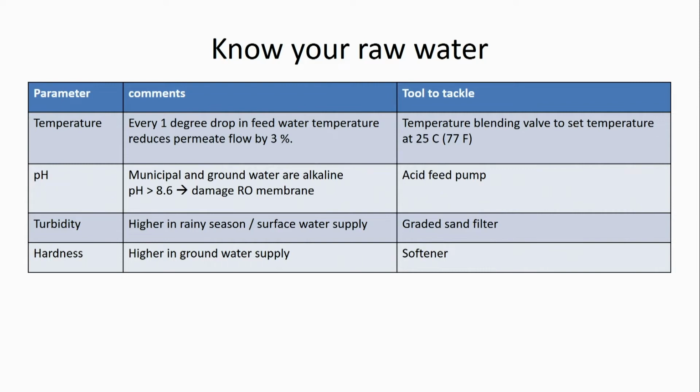High pH or alkaline pH can damage RO membranes. So in that case, we have to put an acid feed pump into the raw water to neutralize that high pH, which is usually seen in municipal water. High turbidity of water, especially in rainy seasons, necessitates frequent backwashing of sand filters. Similarly, if your raw water is very hard, then it necessitates frequent recharging or regeneration and replacement of softener resins.